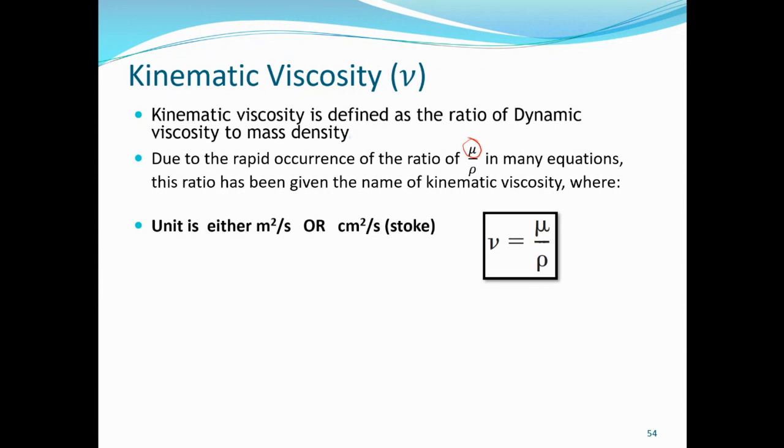This is the symbol for the kinematic viscosity, nu, and this is mu. So the kinematic viscosity is given by the absolute or dynamic viscosity over density. The unit of the dynamic viscosity is Newton second per meter square, while the unit of the kinematic viscosity is meter square per second.